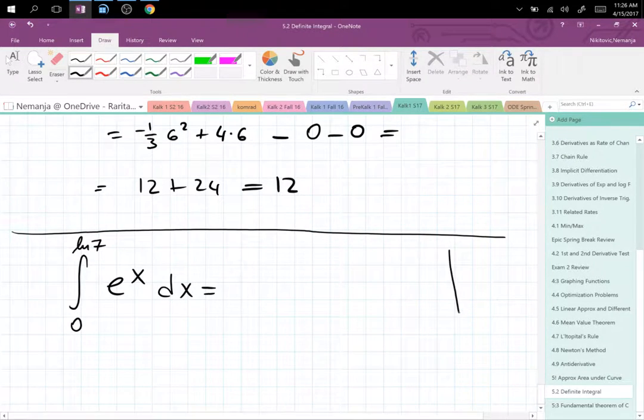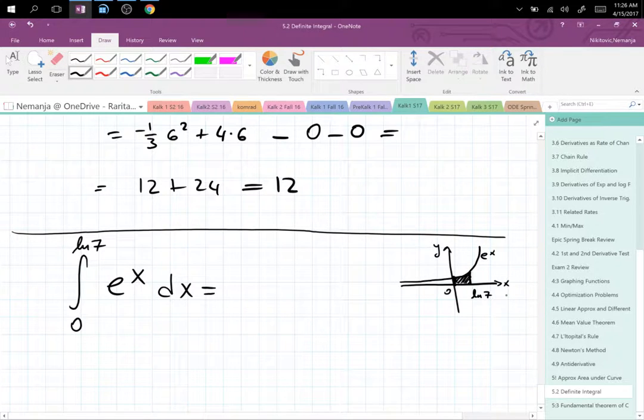You can graph that to visualize, right? So that's 0, and that's ln 7, which is a number. That's what you're looking for: the area under the curve for the function e to the x from 0 to ln 7. ln 7 is a number.